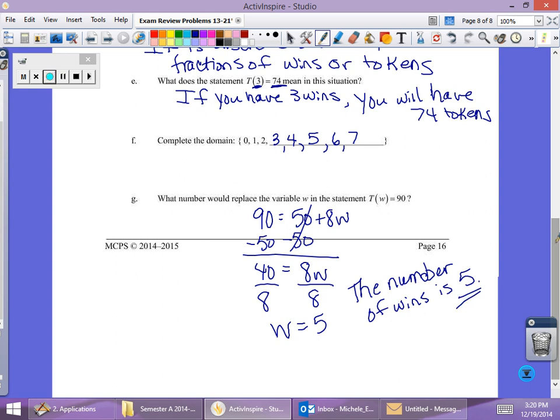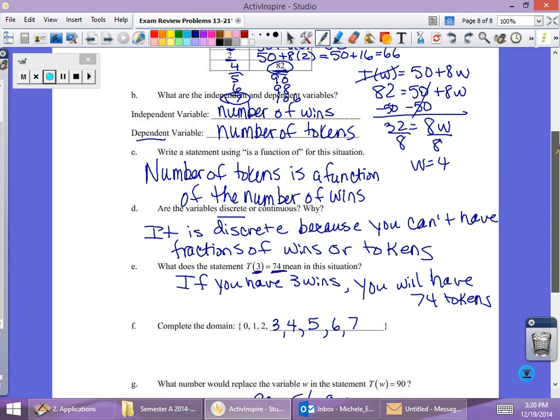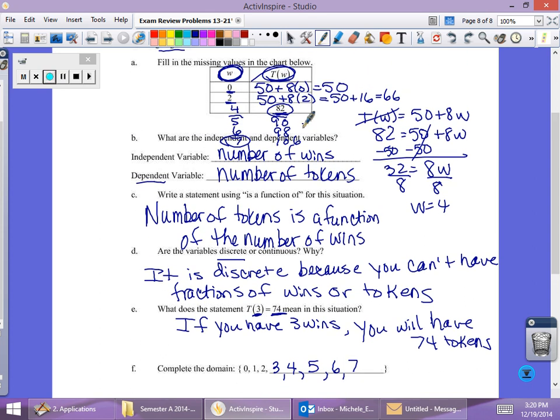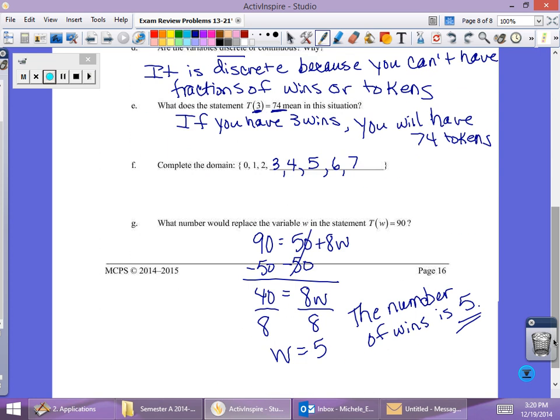That is the answer, but if I go back up and look at some of the work that I have done before, I can actually see that right there, that 5 wins is going to give me 90 tokens, and that's exactly what I was talking about. All right, that is the end of my portion of your algebra exam.